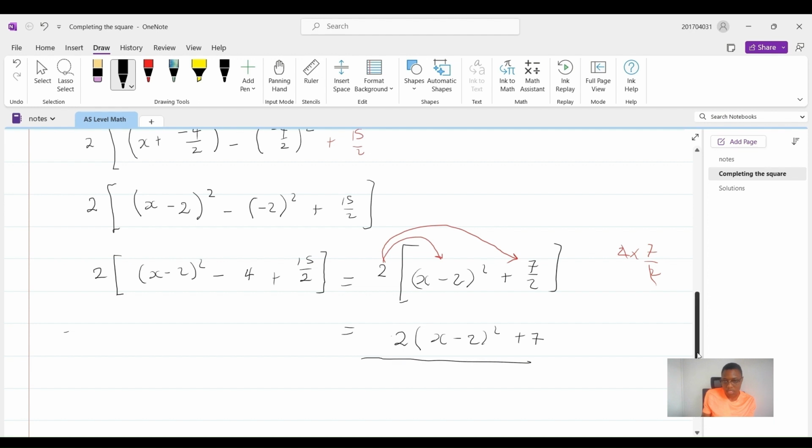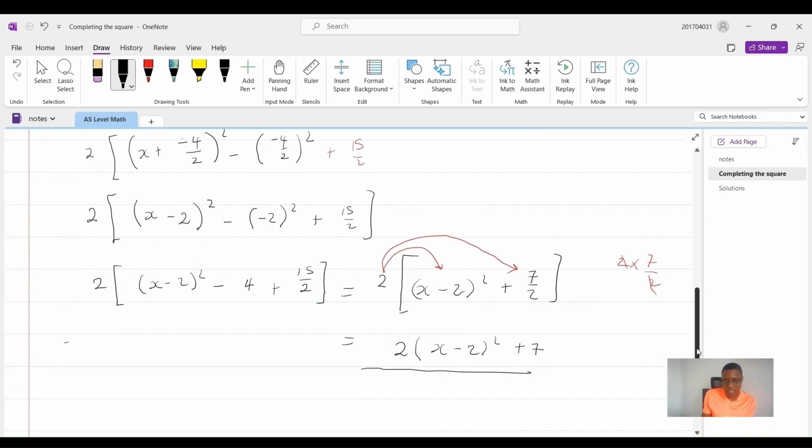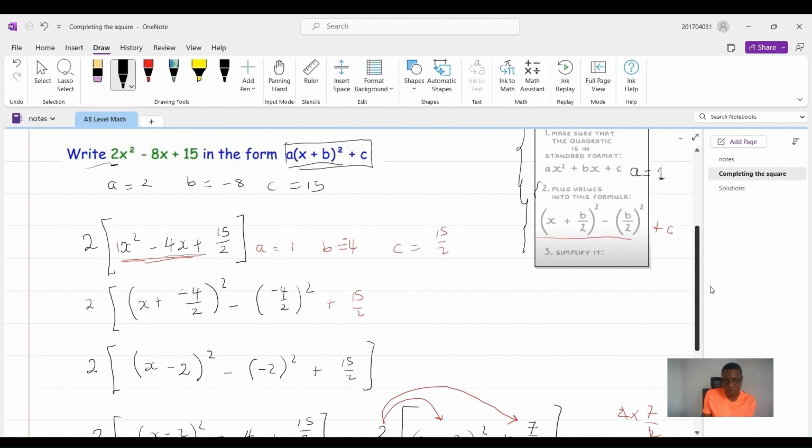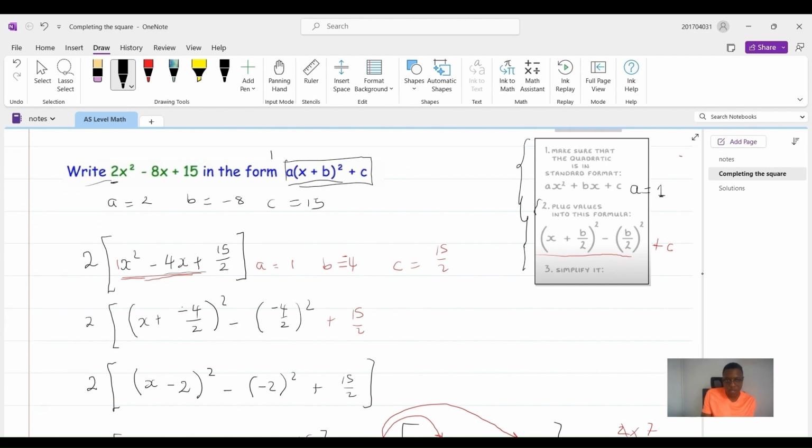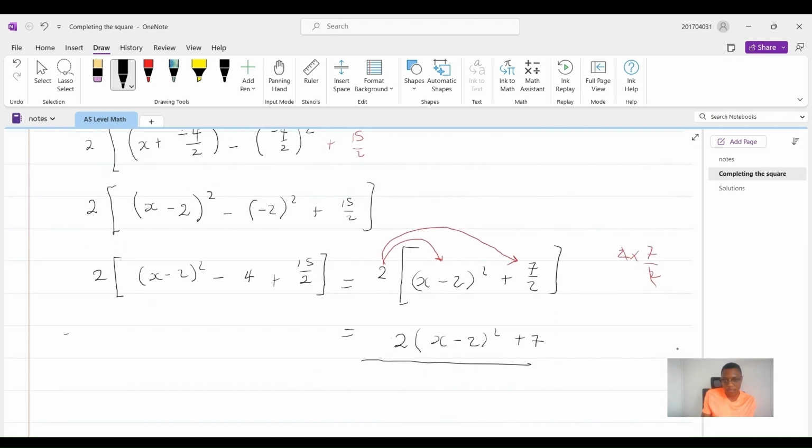So that's our final answer here, right? And you can see that this final answer is in the form that the question is asking for, right? The problem is asking for a in brackets x plus b squared plus c, which is the form of our answer over here, right?